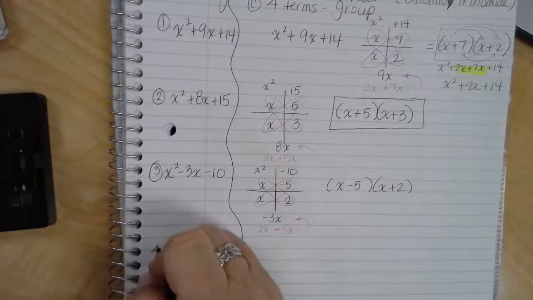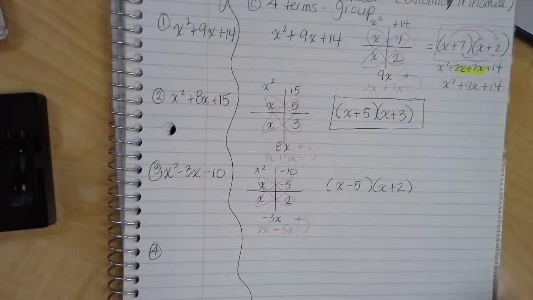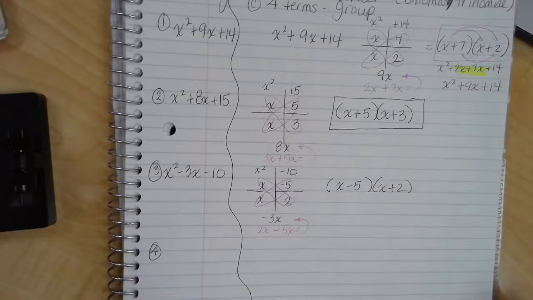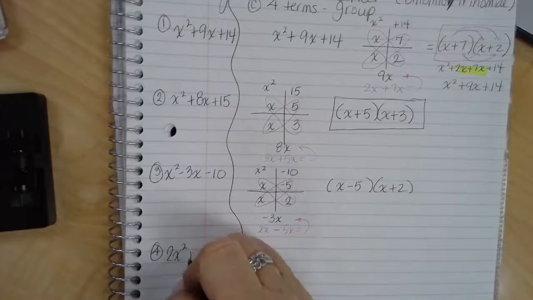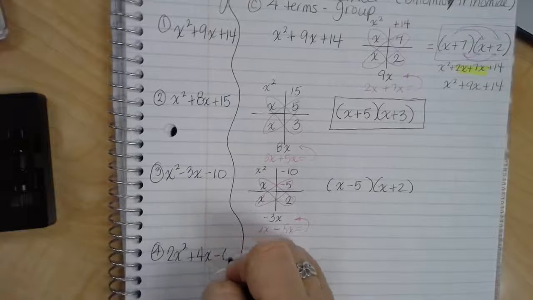Let's go to the next one. They're going to get a little bit harder as we go along, so we're starting with the easier ones, and then they will get a little bit harder. So the next one is 2x squared plus 4x minus 6.